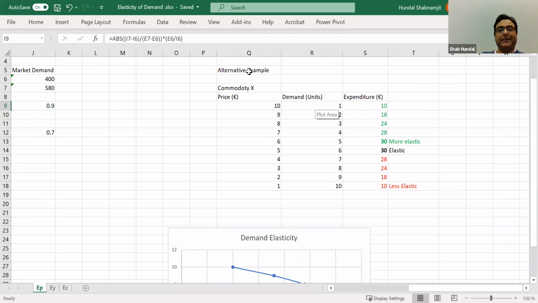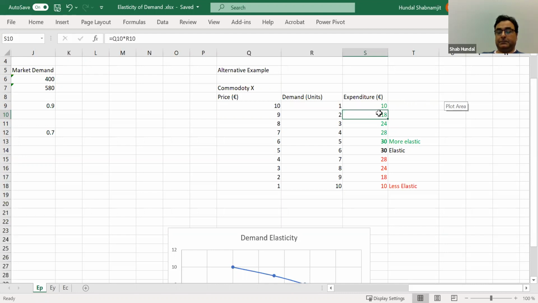And you can see here, I take more than one price. So I assume that the price is 10, then it goes to 9, it goes down to 1. And then the demand, I took the opposite figure. I took these numbers on purpose, actually. Demand increases definitely when the price is low. And the expenditure is always equal to the price per unit multiplied by the quantity of it. So you can see that the expenditure is Q column multiplied by the R column.